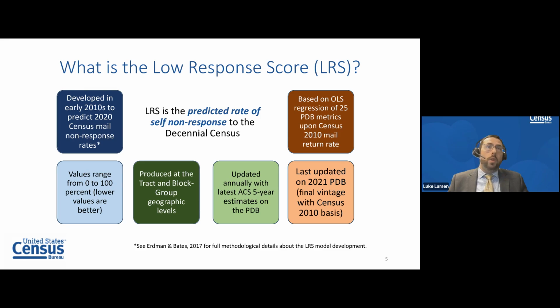The idea is that we update the planning database every year with new ACS-based metrics, and so we then feed that into the linear combination that is based on this regression model to update the LRS every year as we get closer to the upcoming decennial census. So we had this 2010 based LRS model with the ultimate goal of trying to model and predict 2020 census self-return rates.